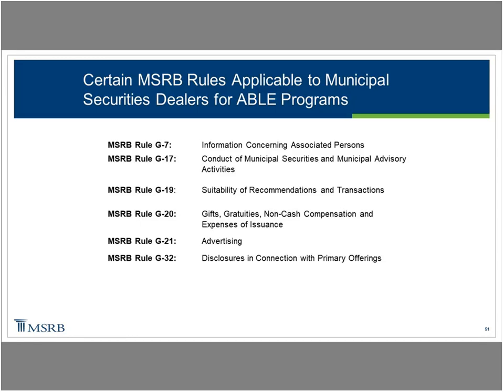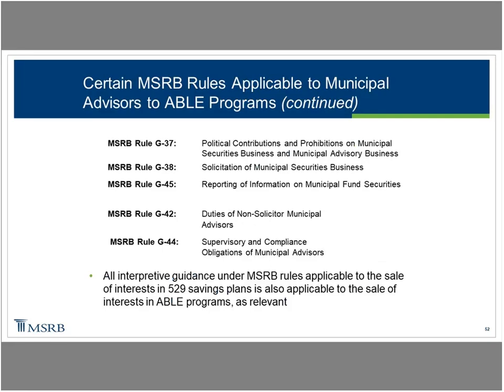The last rule that I wanted to mention here, I apologize, it looks like it was accidentally included on the subsequent slide, is Rule G-45 regarding reporting of information on municipal fund securities. Effectively, this would require underwriters of municipal securities to report to the MSRB much more significant and substantial information about the ABLE programs to which that dealer is an underwriter, and this essentially allows the MSRB to better understand these programs in connection with our regulation of these dealers and municipal advisors.